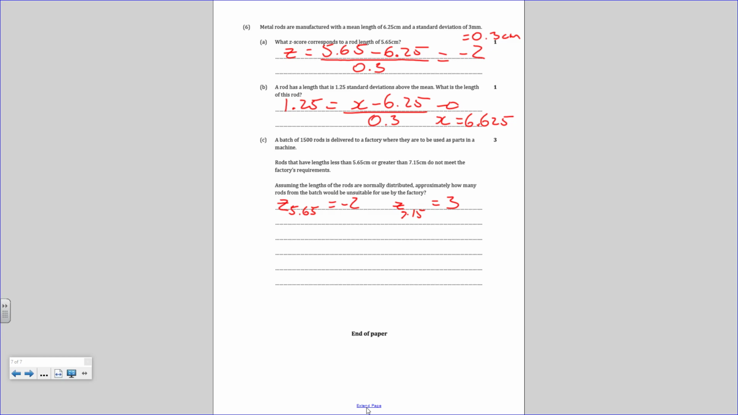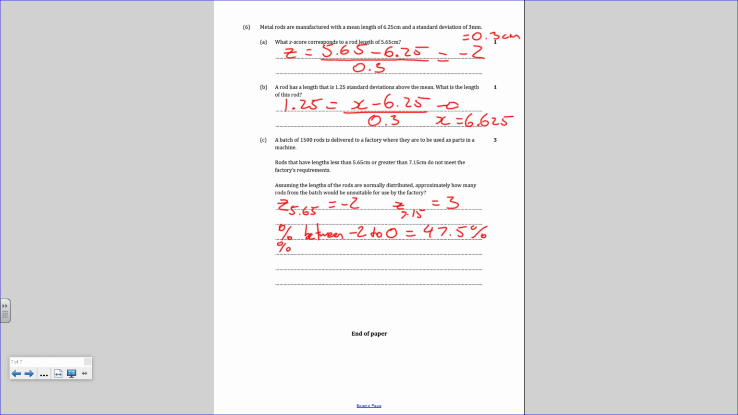So what we need to do now is find what percentage lies between those. There are plenty of different ways of doing this, but the way I'm going to do it is the percentage between -2 and 0 first. Using the 68, 95, 99.7 rule, the amount of scores between -2 and 2 is 95%. But I'm only doing -2 to 0, so that's half of 95%, which is 47.5%.